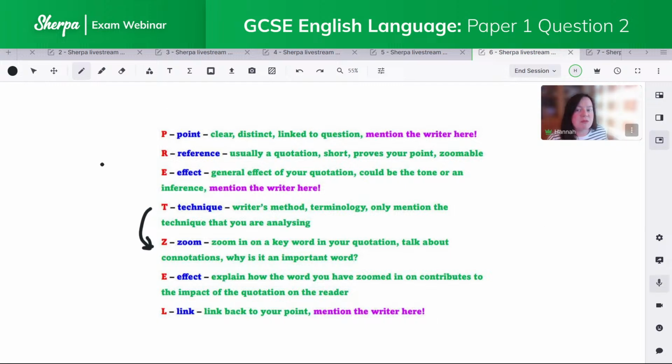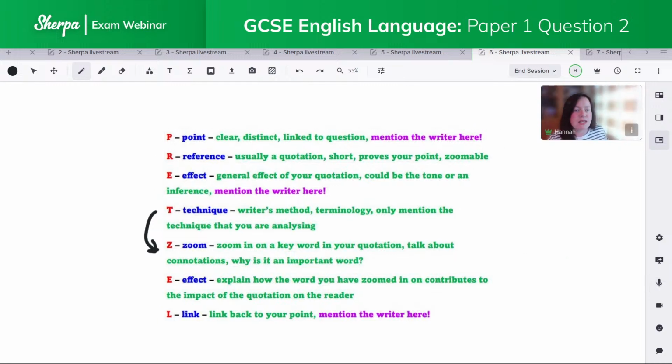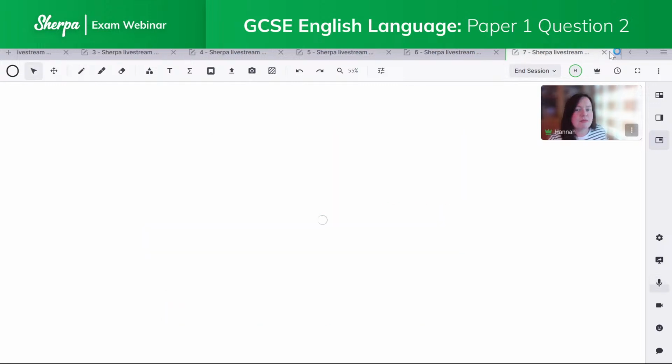So remember, each paragraph is a beautiful gift for the examiner. Lucky them, they get to read your work. The link is like you're tying a bow to make it all come together. So the link brings everything back round, ties up the beautiful present that is your paragraph, basically. So yes, just a reminder about the pretzels.